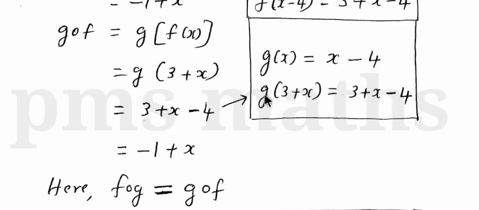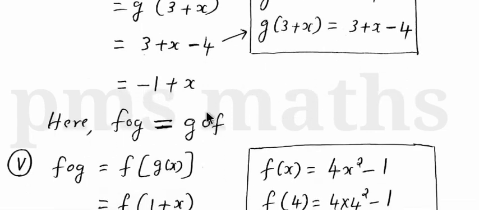This is the value of g of 3 plus x. That value can be taken here. What's the value? The value is 3 plus x minus 4. 3 plus x minus 4 should be simplified. Here 3 minus 4 is nothing but minus 1 plus x.